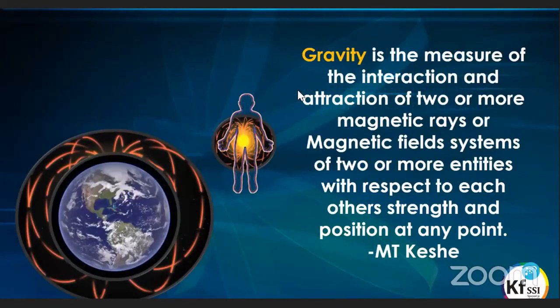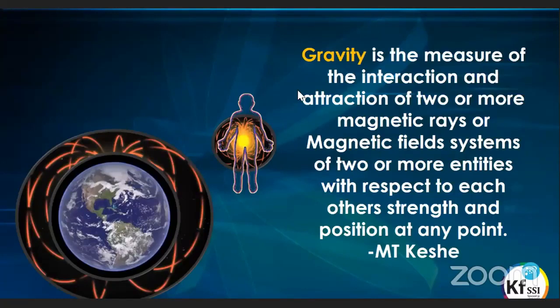And I just thought I'd bring this one in because I know Rick did ask the question last on the very first part one in terms of gravity. So when we have a look at the Earth and ourselves, we could say that gravity is a measure of the interaction and attraction of two or more magnetic rays or magnetic field systems, of two or more entities with respect to each other's strength and position at any point.